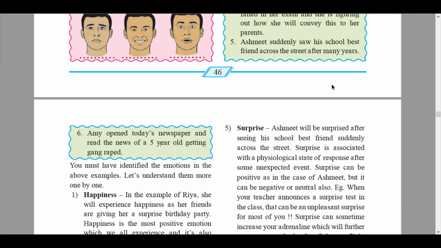Amy opened today's newspaper and read the news of a 5-year-old getting gang raped. Of course, a woman or a lady or even a girl, she would feel sad or disgusted, literally disgusted, about a mere 5-year-old getting gang raped.